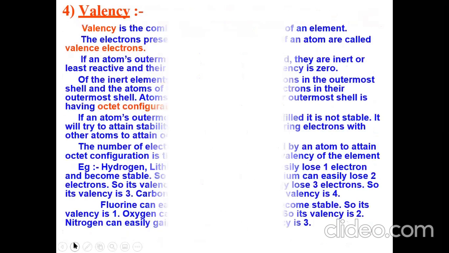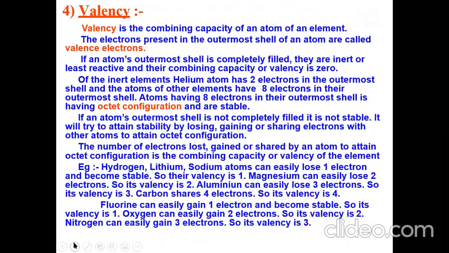Now valencies. What is valency? Valency is the combining capacity of an atom of an element. The electrons present in the outermost shell of an atom are called valence electrons. If an atom's outermost shell is completely filled, it is known as inert as well as least reactive, and its combining capacity, or valency, is 0. Of the inert elements, helium atom has 2 electrons in the outermost shell, and the atoms of other elements have 8 electrons in their outermost orbit.